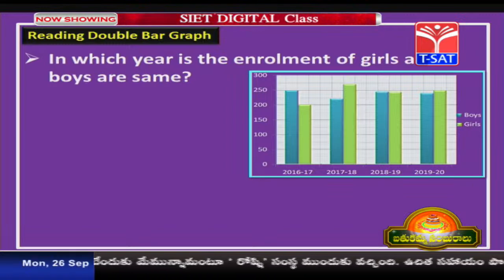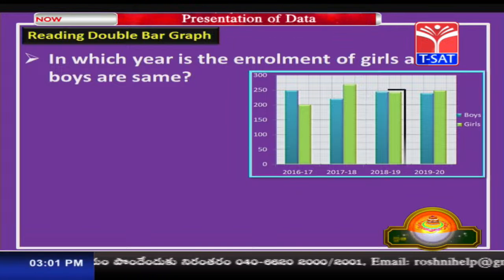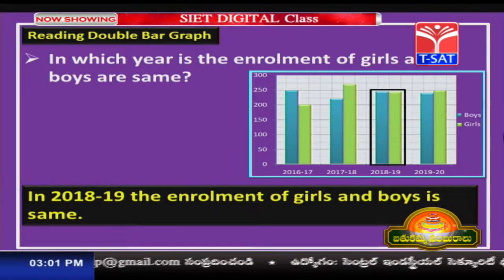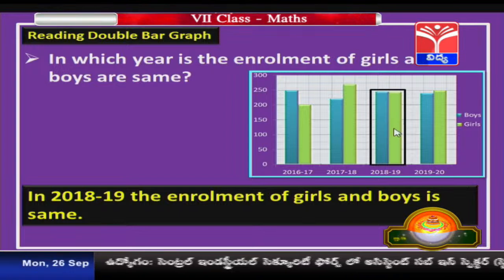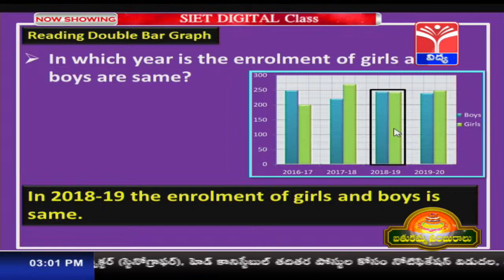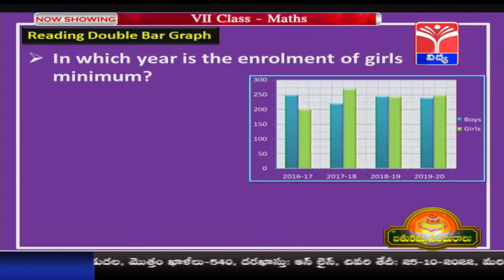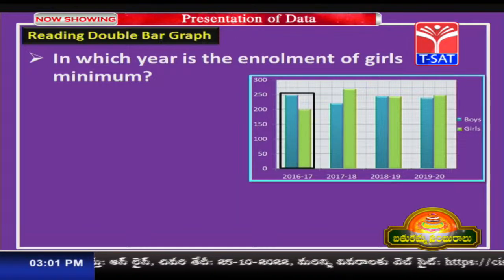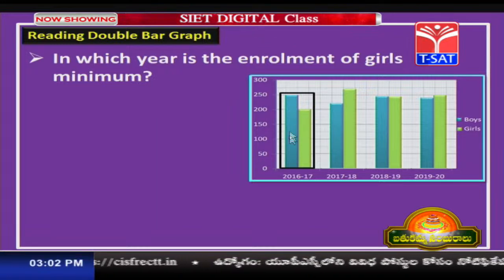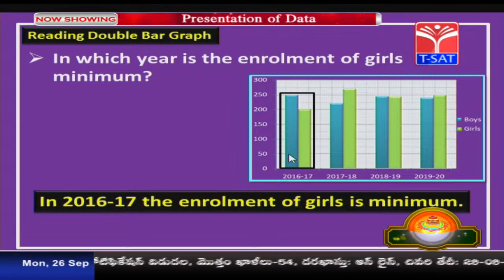In which year is the enrollment of girls and boys are same? Now, take a look at this double bar graph. Now, if you notice, in 2018-19, both blue and green bars are of equal height. That means, the enrollment of girls and boys is same in this academic year. Okay, children. The next question, in which year is the enrollment of girls minimum? If you notice the double bar graph, the first one, that is 2016-2017, the height of the bar of green is less than blue. So, in this academic year, that is 2016-17, the enrollment of girls is minimum.